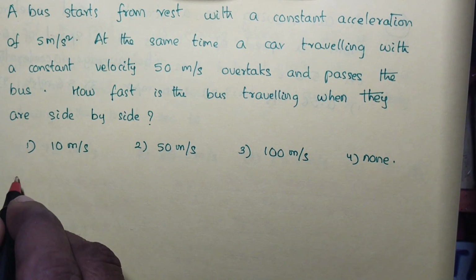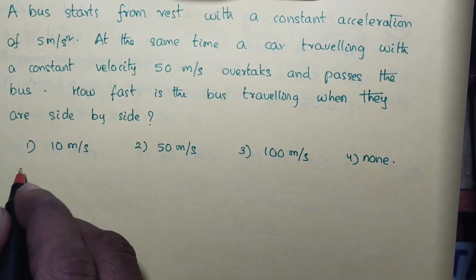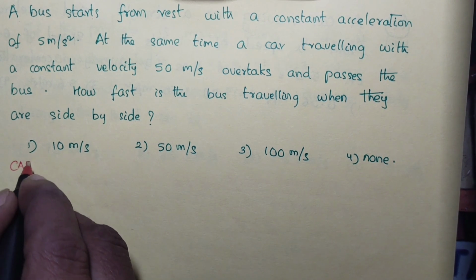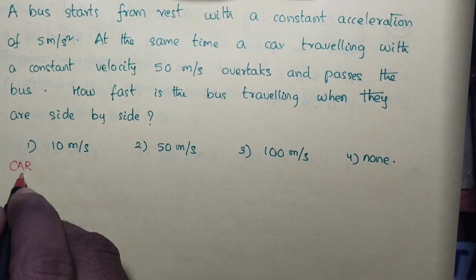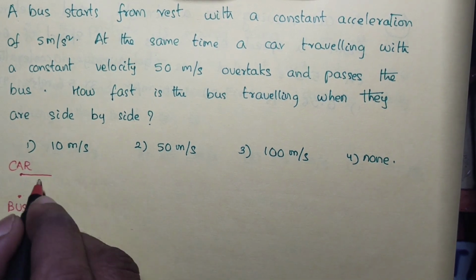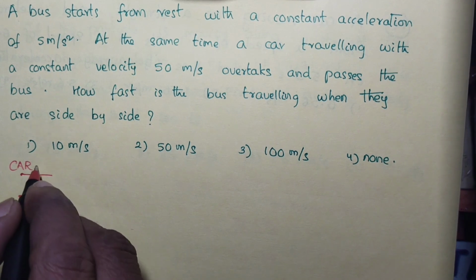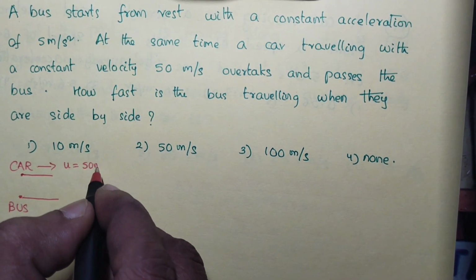Let us take, at this point, the first car starting here, and the bus starting here. The car is moving in this direction, and both are moving in this direction. Let us take the car velocity: initial velocity u is equal to 50 meters per second.